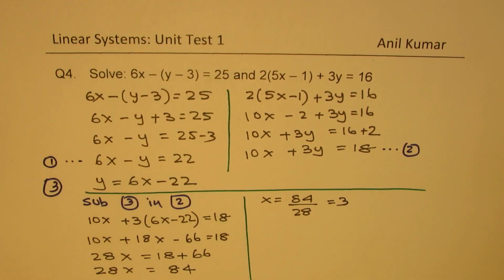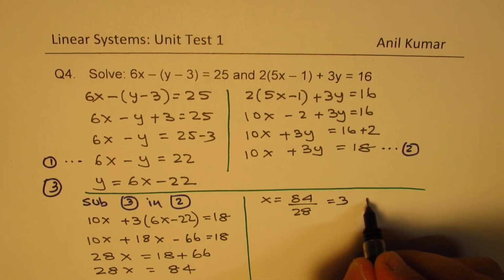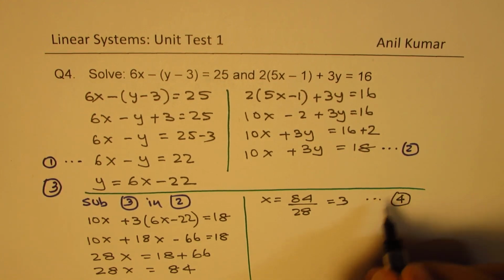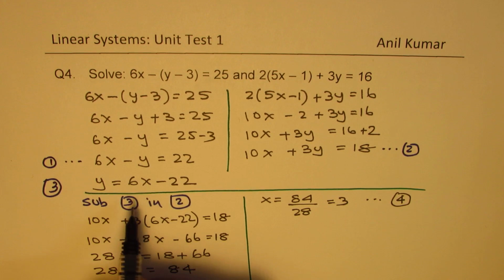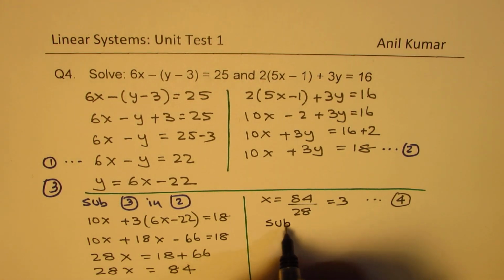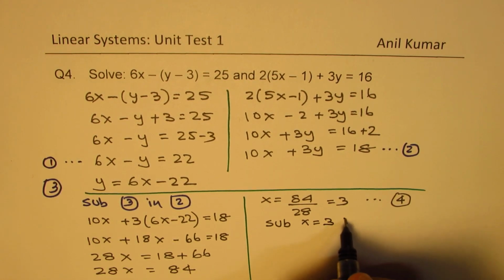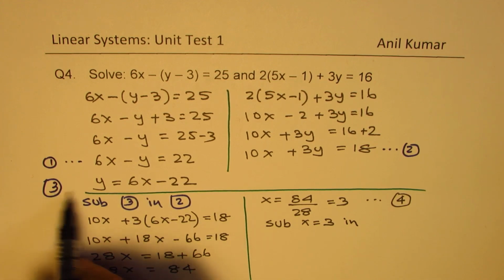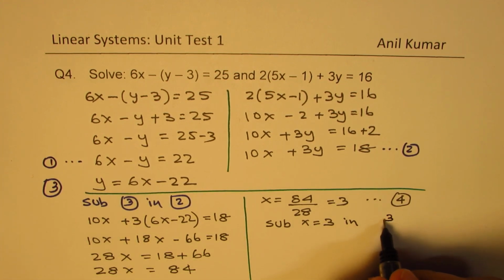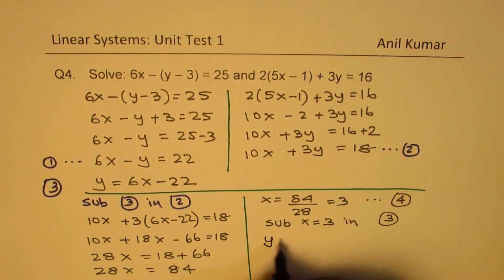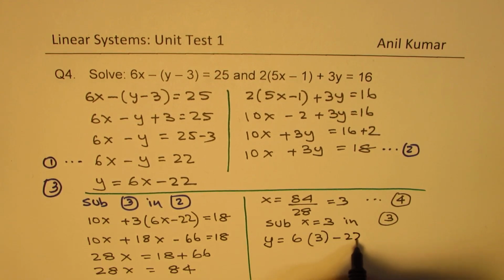Okay, so x is 3 for us. So let's call this as our equation number 4. Fortunately, we got a good value. And now we'll sub x equals to 3 in our equation number 3, which gives you the y value. Is that okay? So we have y equals to 6 times x value of 3 minus 22, right? So which is 18 minus 22, which is minus 4.